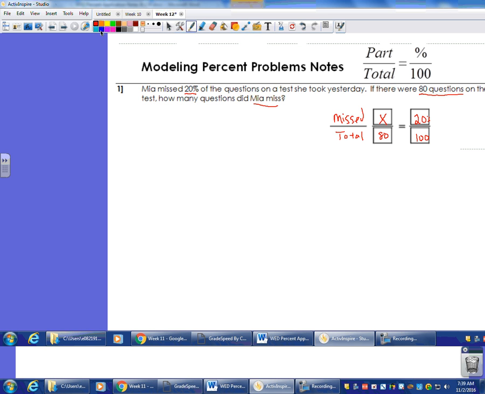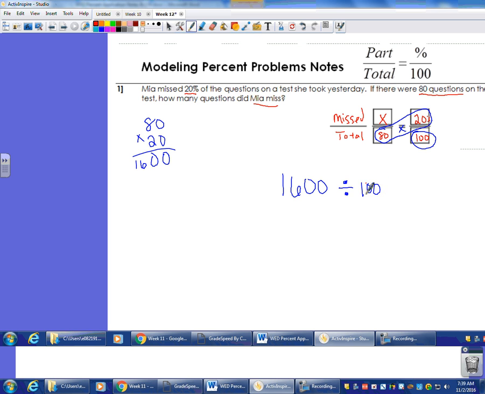So on this problem, I don't know how to get from 80 to 100 off the top of my head. So what I'm going to do is cross multiply these two numbers and then divide my answer by 100. So I'm going to go off to the side. I'm going to do 80 times 20. 0 is going to be a place value, so 2 times 0 is 0, and 2 times 8 is 16. So what I have now is 1,600 divided by 100.